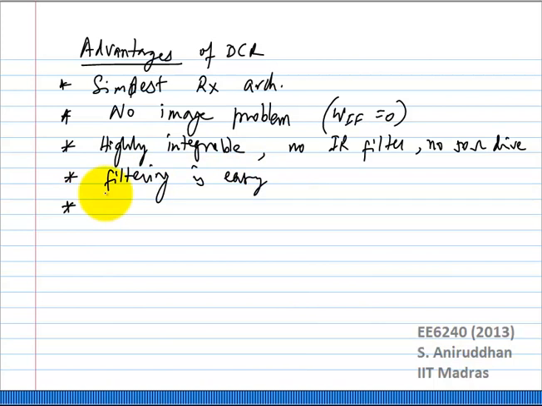How about the analog to digital conversion? Pretty straightforward. You're just operating directly on the baseband signal. And finally, this is also important, you only have to generate one single frequency, one single LO frequency. You only need one PLL. Okay, so all of these are very nice things about the direct conversion receiver.